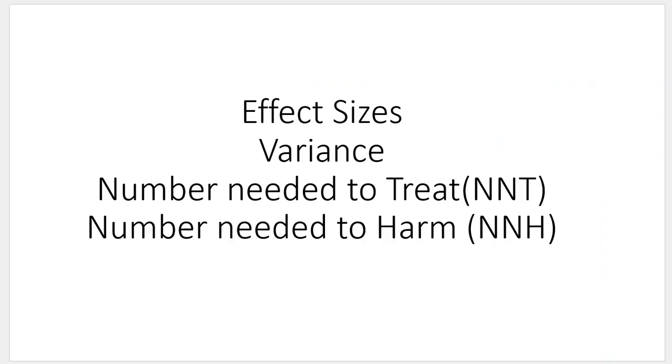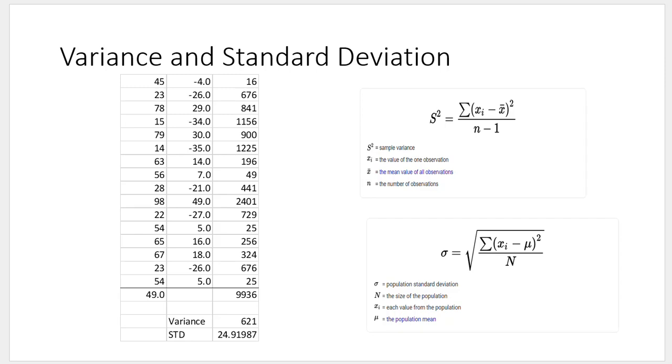All right, now let's talk about something very important. This is not just for the exam. This is really critical in reading the clinical trials literature. And we're going to talk about effect sizes. We're going to talk about variance, which is critical to understanding effect sizes as well as our traditional statistical tests. And we're going to talk about the number needed to treat, or NNT, or the number needed to harm, or NNH.